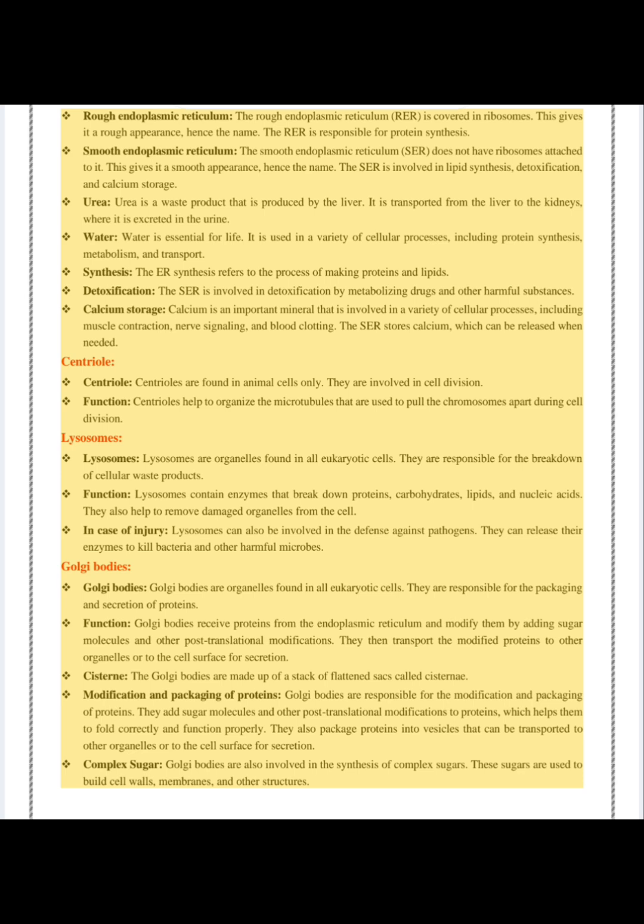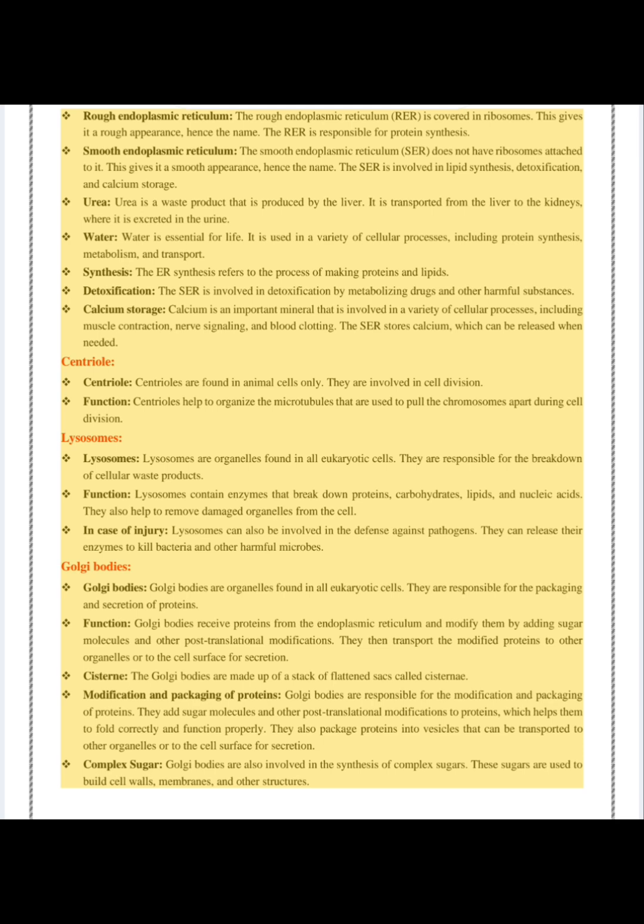Golgi bodies. Golgi bodies are organelles found in all eukaryotic cells. They are responsible for the packaging and secretion of proteins. Function. Golgi bodies receive proteins from the endoplasmic reticulum and modify them by adding sugar molecules and other post-translational modifications. They then transport the modified proteins to other organelles or to the cell surface for secretion. Cisternae. The Golgi bodies are made up of a stack of flattened sacs called cisternae.